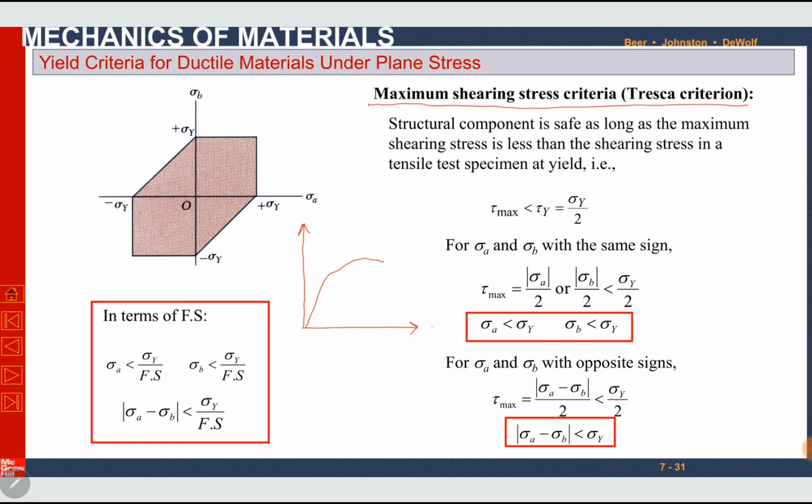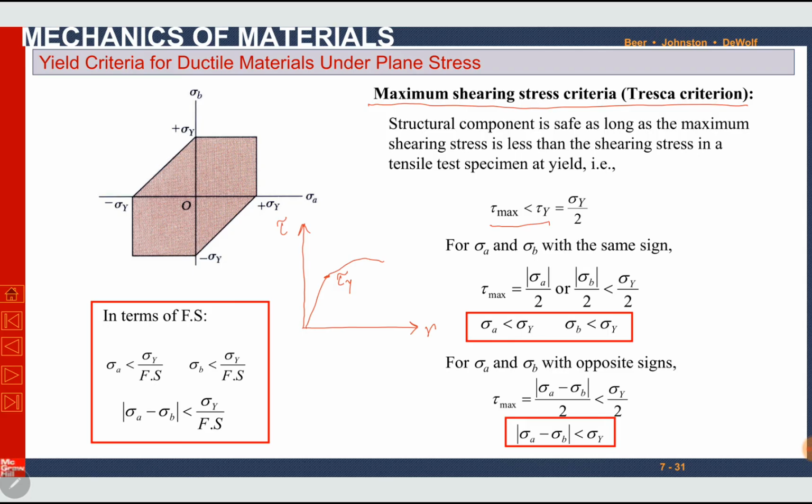Similar to normal stress and normal strain, we have a shearing stress and shearing strain graph. There is tau yielding at the yield point. So tau maximum must be less than tau yielding. If tau maximum is less than tau yielding, the structure is safe. If tau maximum exceeds tau yielding, the structure will fail. The tau yielding is almost equal to sigma yield by 2, half of sigma yield for ductile materials. Remember, this is from literature that tau yielding is almost half of sigma yielding.